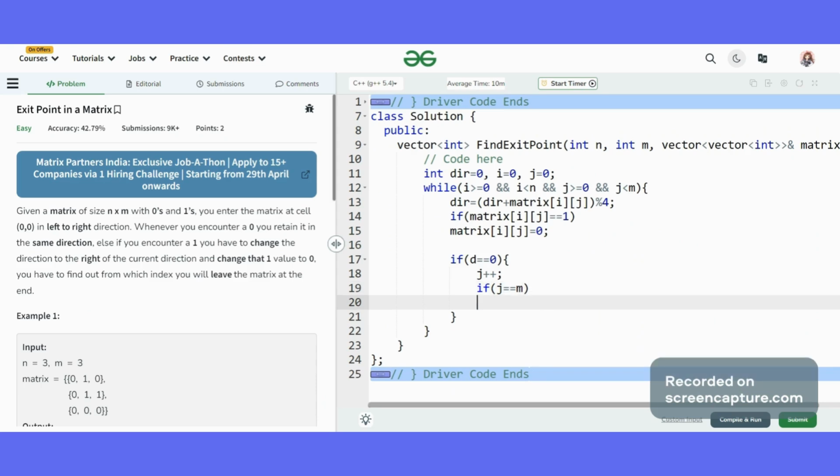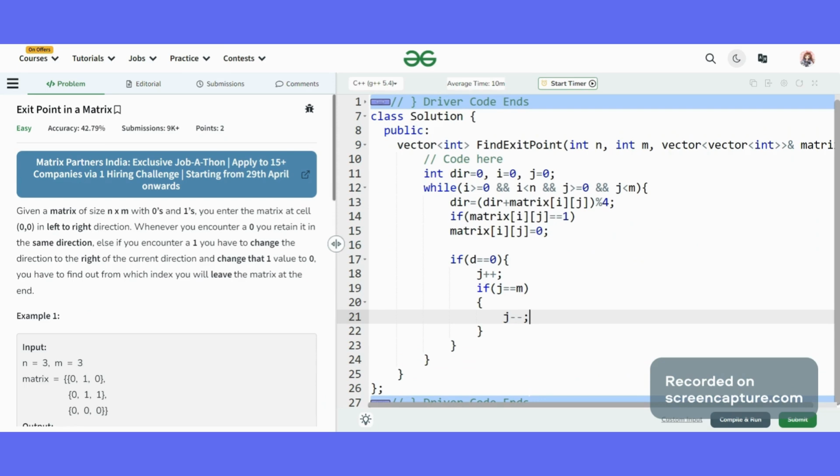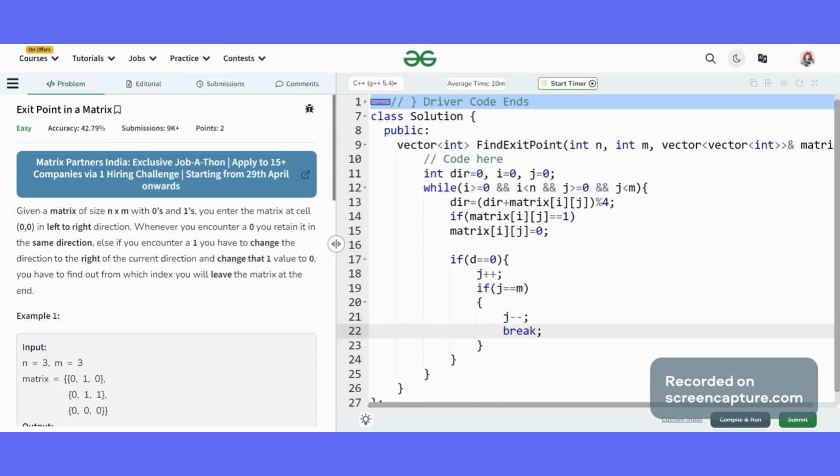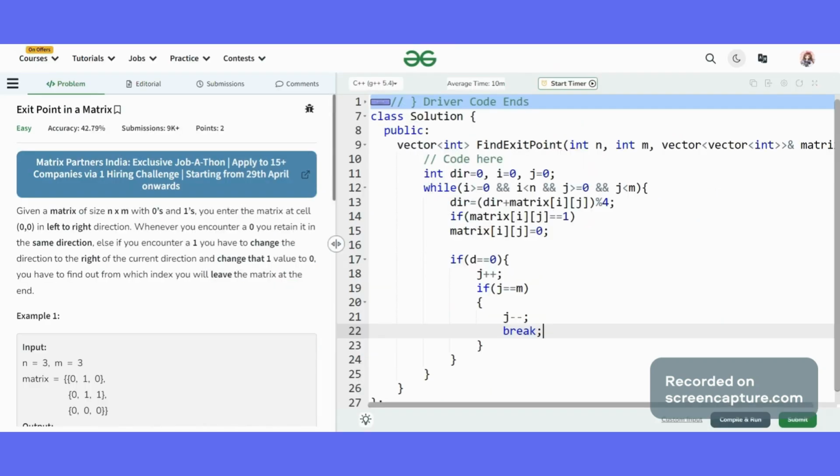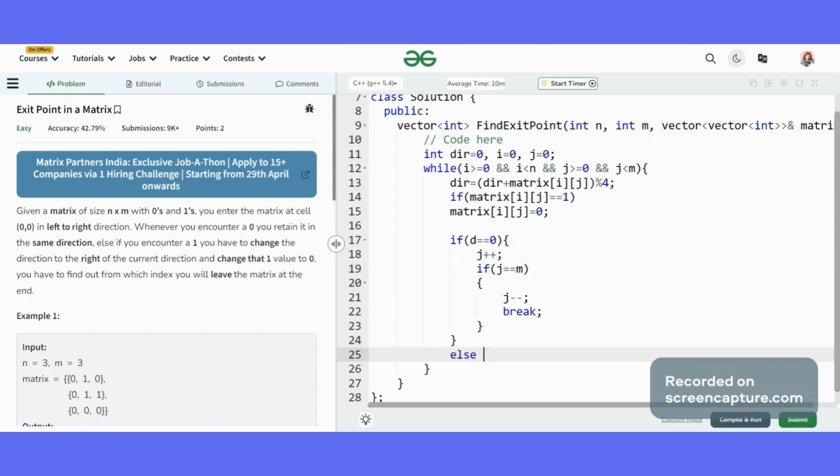Now there can be some point where I will cross the boundary. So if I cross the boundary, I have to maintain the index. Suppose I cross the boundary in this direction, that is in j, now my j will point to m. So I have to return the index before that, right? I have to return this index, that is 2. So for that, I have to decrement once. So here I am decrementing it and breaking it. Similarly, for the other directions also, I will apply the same thing.